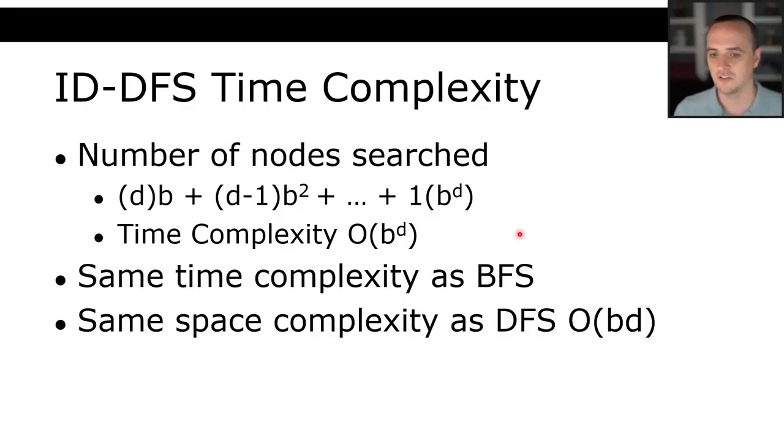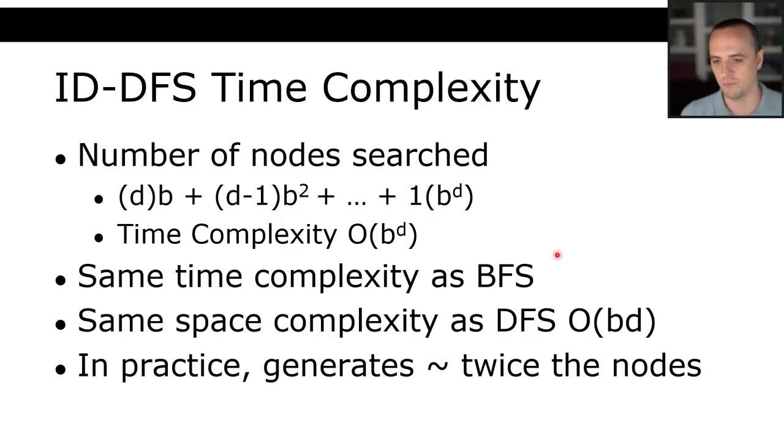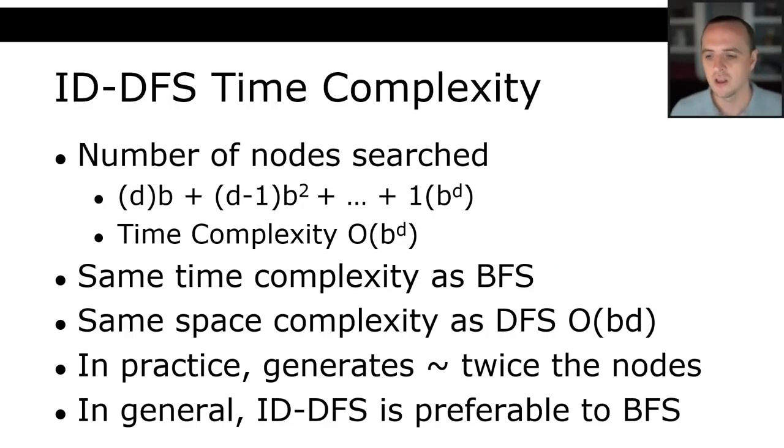We have the same space complexity as DFS. In practice, though, because it has the same big O notation time complexity, in practice we do approximately twice the amount of work. But twice the amount of work is fine. Twice the time I can do. But I'm saving exponential memory. So in general, whenever you can, you want to use iterative deepening depth-first search over breadth-first search.